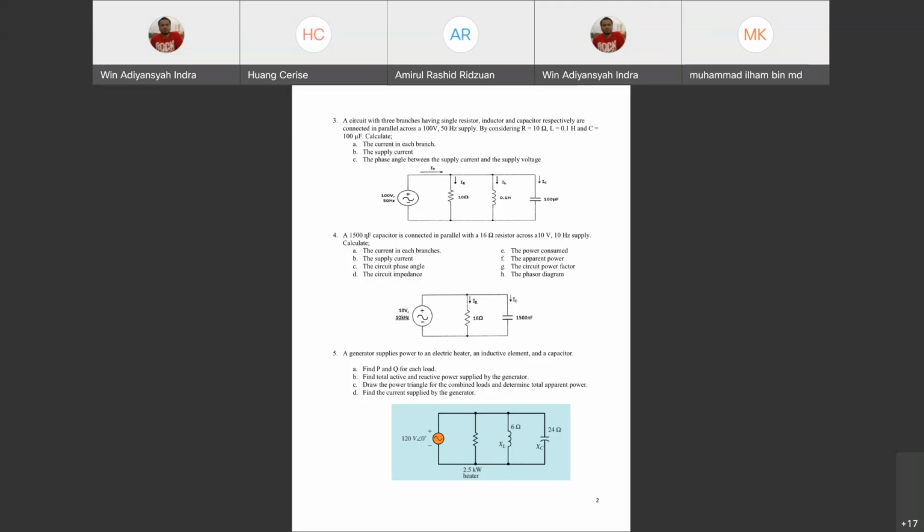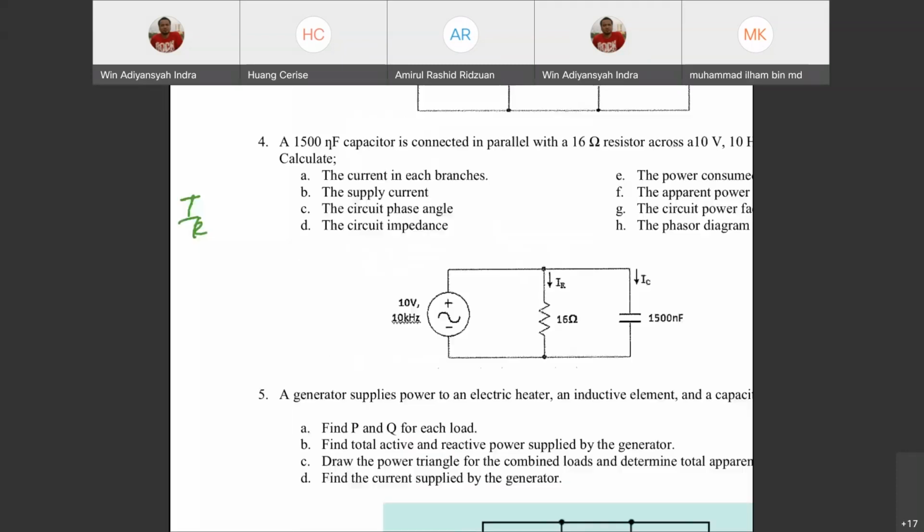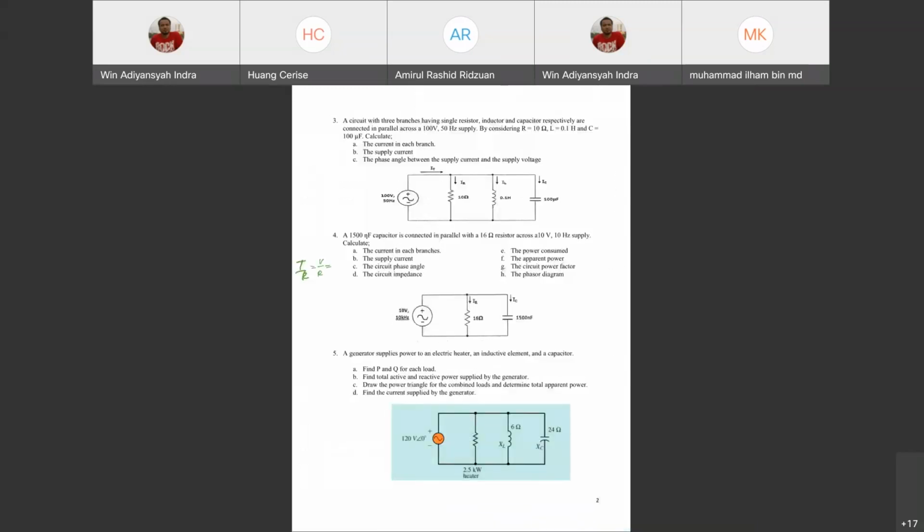So A, IR. IR equals V over R. Remember, this is parallel, so the voltage is equal in each branch. V is 10, R is 16. So around 0.625 ampere.